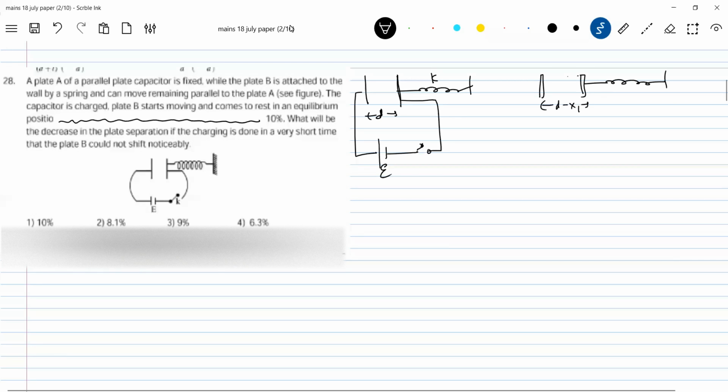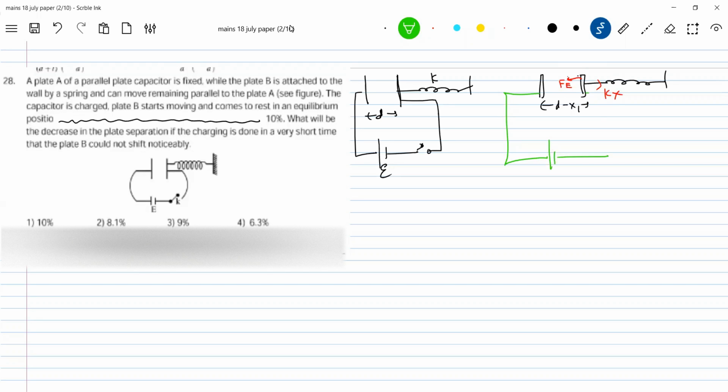So here I have to show the electrostatic force, and on this side the spring force. There is a wire, you show it. Now the switch is closed. So this is what you call Kx1. Any symbol you can take.